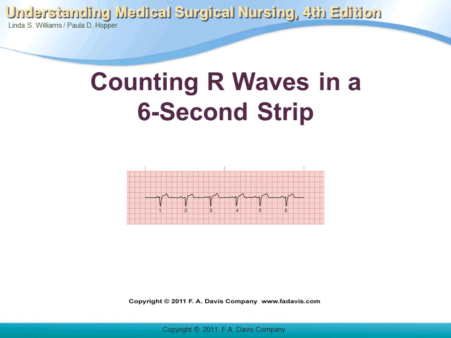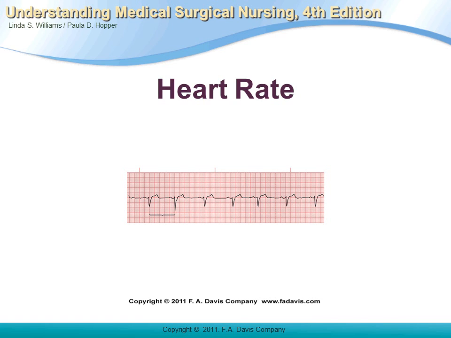So this is counting R waves in a 6-second strip. So 1, 2, 3, 4, 5, 6. We've got 6 in 6 seconds, so we'd add a 0, and it would be 60 beats per minute. So this is the heart rate. Is it regular? We want to count the boxes between two of the R waves.